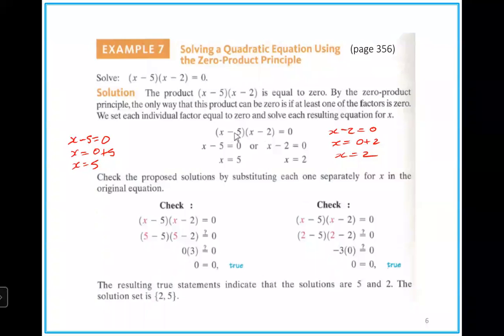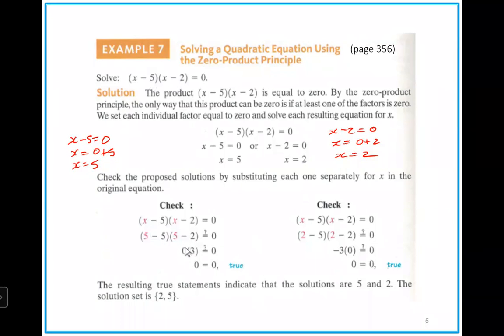So in most cases, you're going to get two answers for the value of x. And you could check your answer by substituting each of those answers into the equation and see if you get a true result. So for the first one, it says x equals 5. So this was x minus 5, x minus 2. So you put 5 in place here. So this is x, this is x. So 5 minus 5, 5 minus 2.